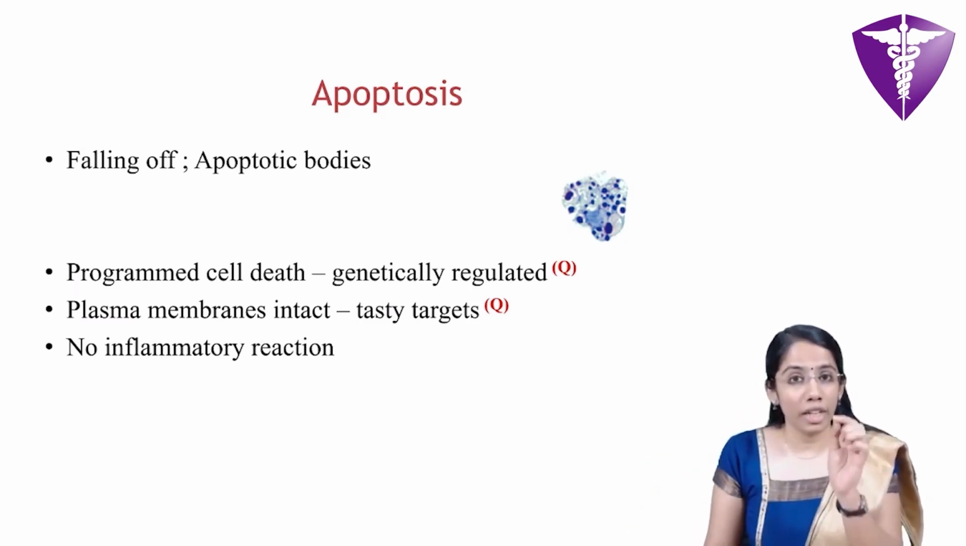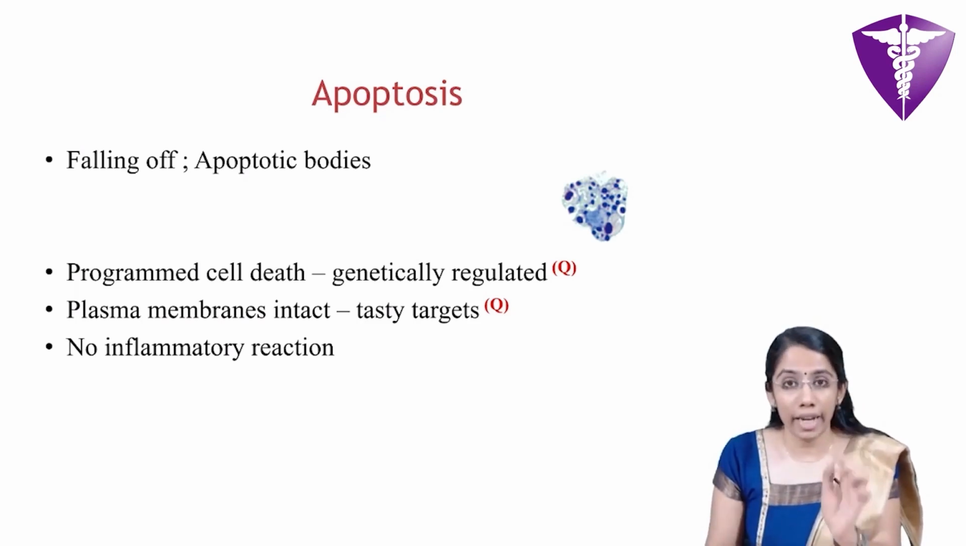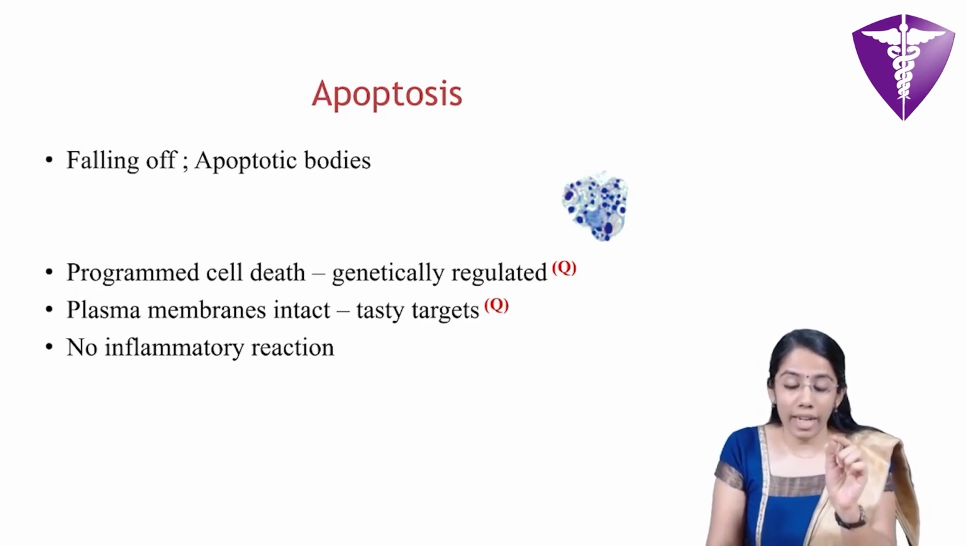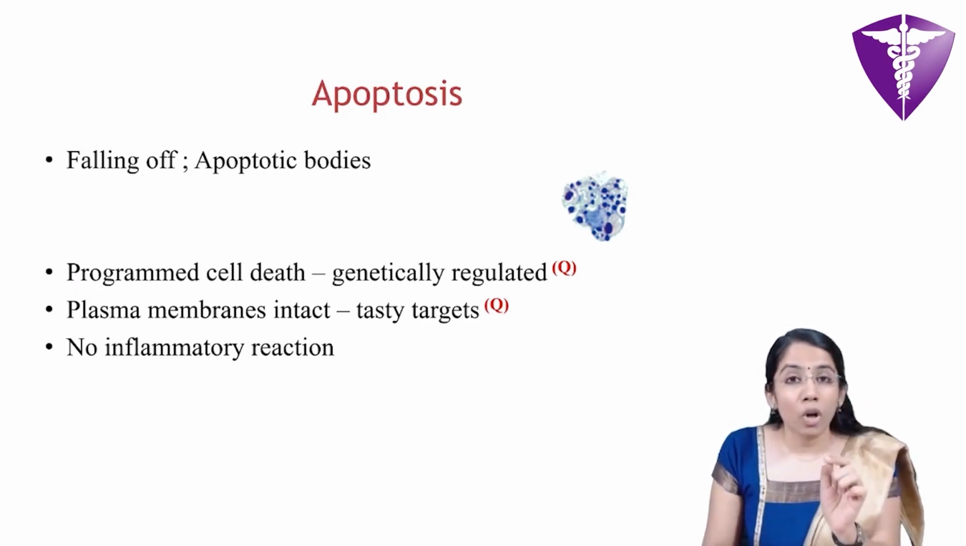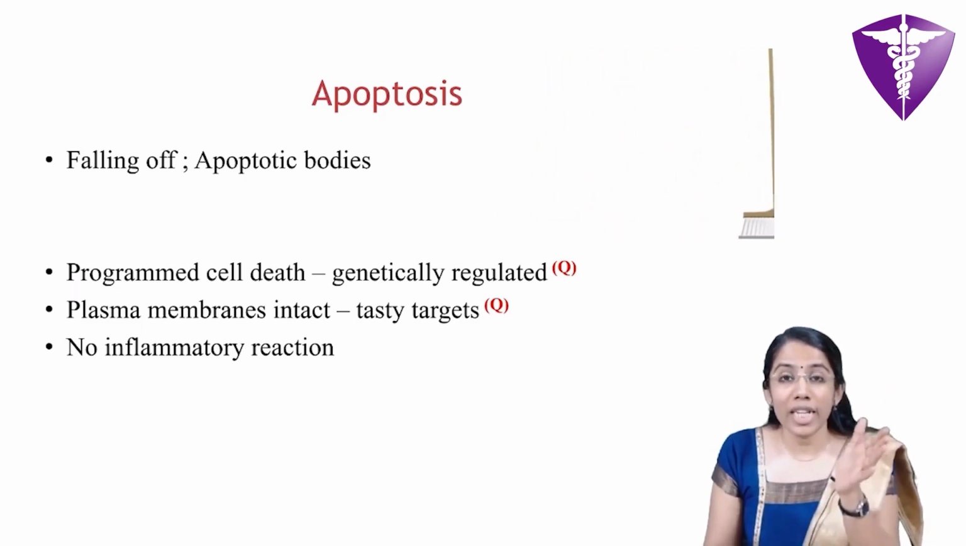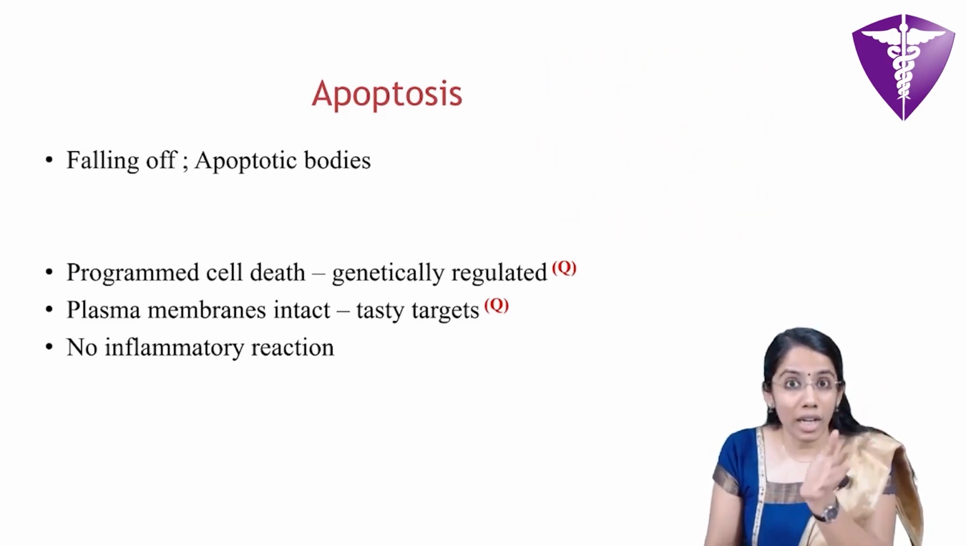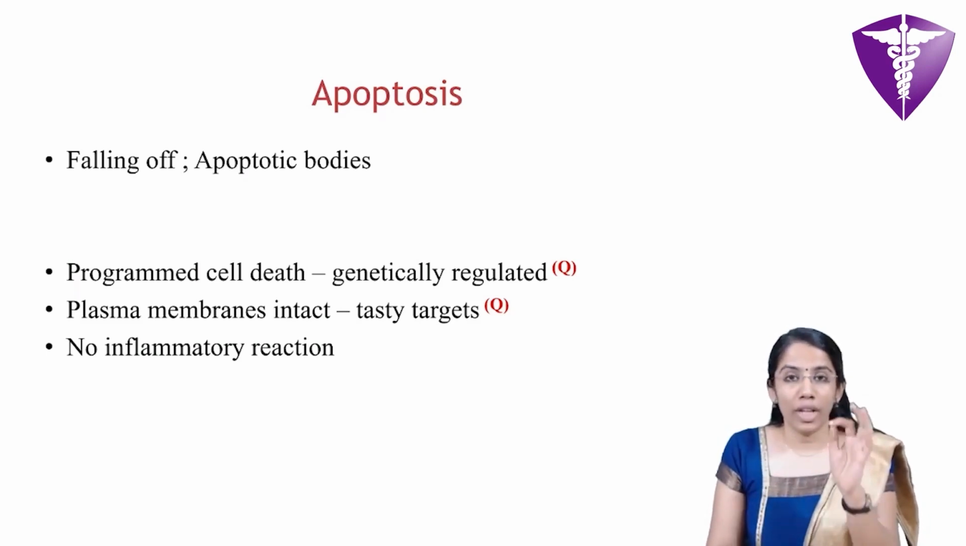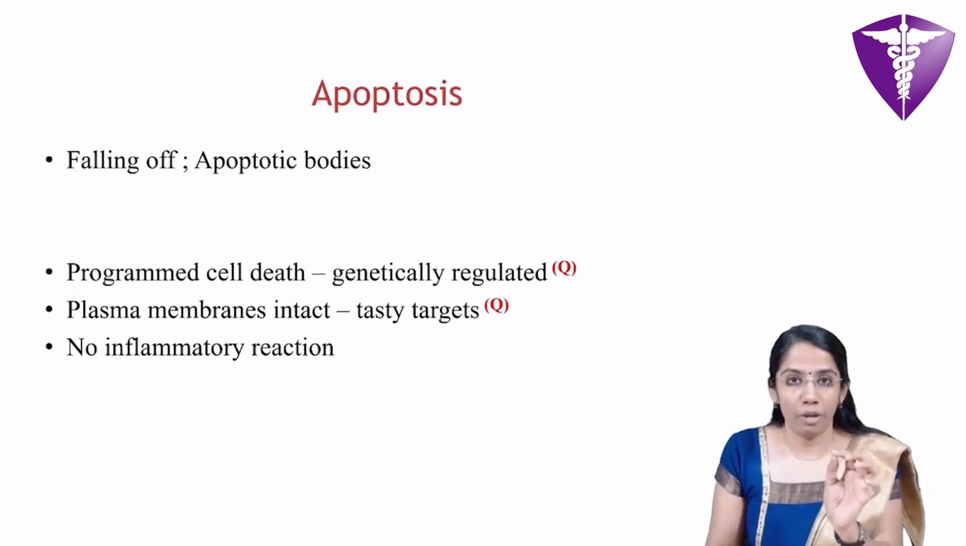Another point to remember is that unlike necrosis, in apoptosis there is no inflammatory reaction. This is because before the inflammation can occur, the cell and its fragments are rapidly cleared off. That is why in apoptosis you do not get any inflammation.